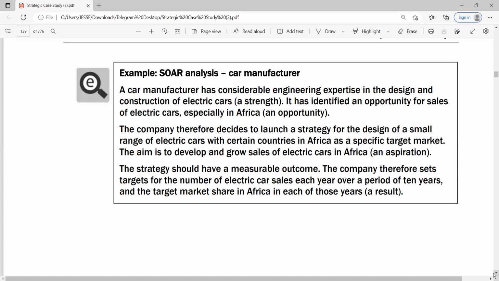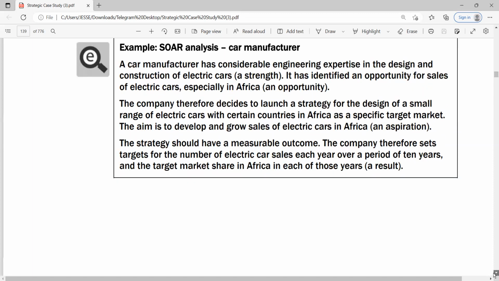The strategy should have a measurable outcome. What did we say? Aspirations should be measurable. The company therefore sets targets for the number of electric cars each year over a period of 10 years, and the target market share in Africa in each of those years. That will be the result. So you see, this example summarizes what we've talked about in the SOAR analysis.